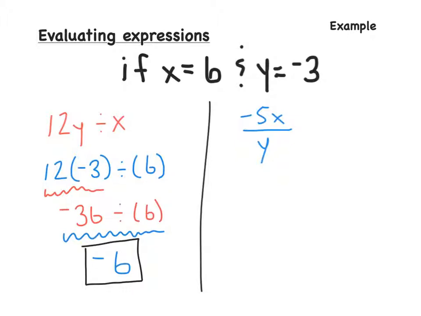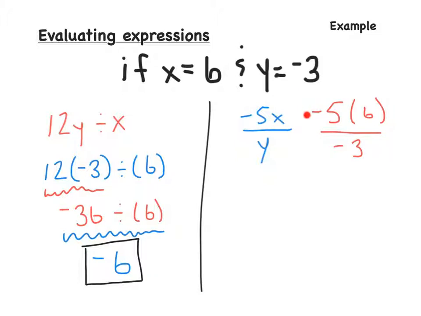If we have a negative 5 times x divided by a y, all we have to do is we can just completely rewrite it right now and plug in the numbers. For x, we have a positive 6, and for y, we have a negative 3. Now what I like to do in this instance first, if it is set up as a fraction, I like to solve the numerator first and then solve the denominator second.